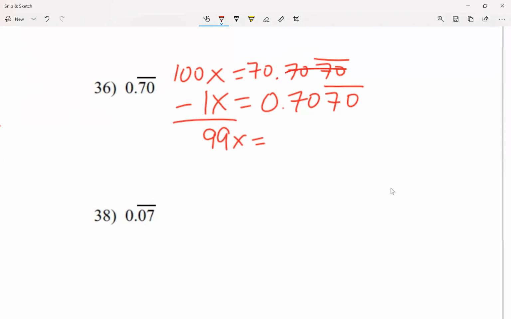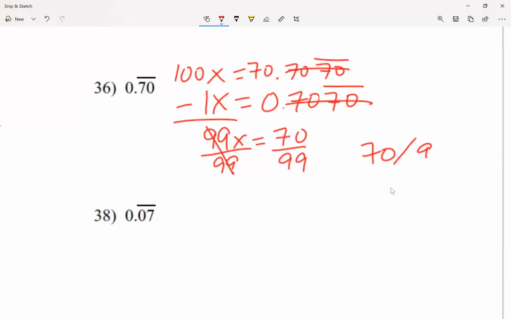On this other side, the numbers after the decimal point basically cancel out. 70 minus 0 is 70. So I have that 99x is equal to 70. To get the x by itself, let me divide both sides by 99. So x equals 70 over 99. Okay, if you can simplify, by all means do so. In this one, we cannot. So my answer is going to be 70 over 99. Interesting. Okay. Let's take a look at number 37.